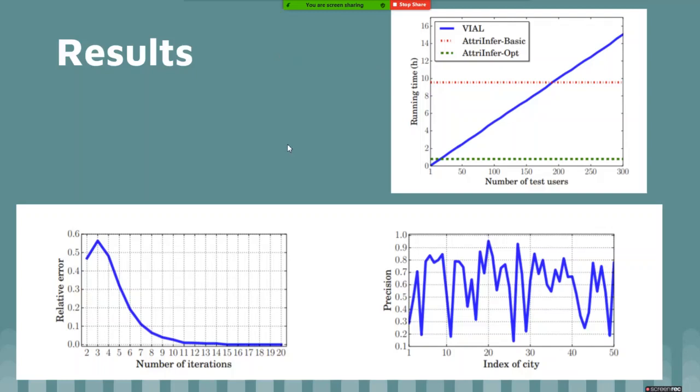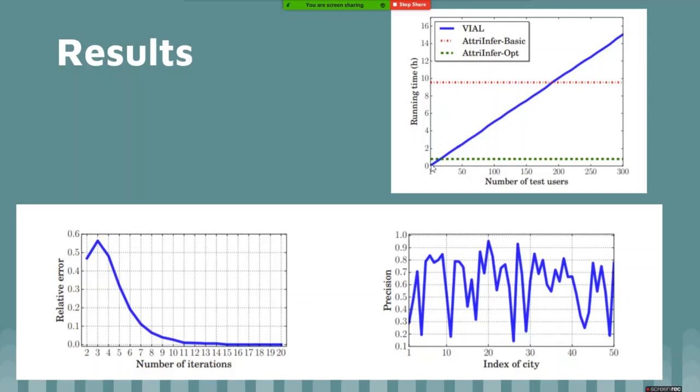Also including the results is the speed. As we can see, the attribute inference, the basic before optimizing the Markov random field, is basically faster than Vial, starting from a number of users like 200. So the use case would be much more than that. And the advanced or optimized attribute inference is actually faster for a very low number of users.